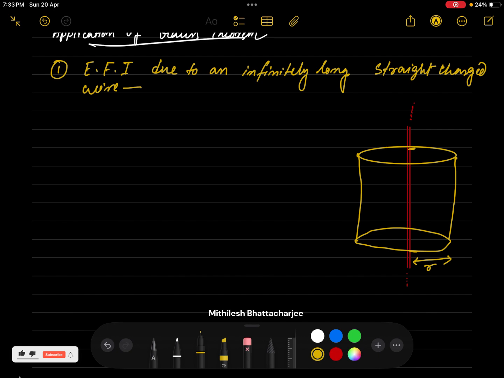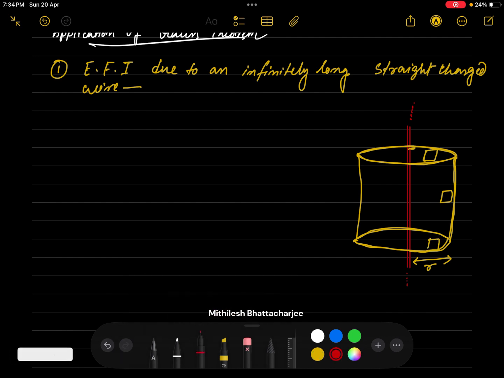We cannot find the electric field intensity for the infinite charge, so we will have to put the Gauss closed surface for a particular length. This is for this region. We will consider a closed Gaussian surface, and the shape will be cylindrical. For the cylindrical shape, we know that there will be three surfaces. One is this surface, one is this surface, and one is this surface.